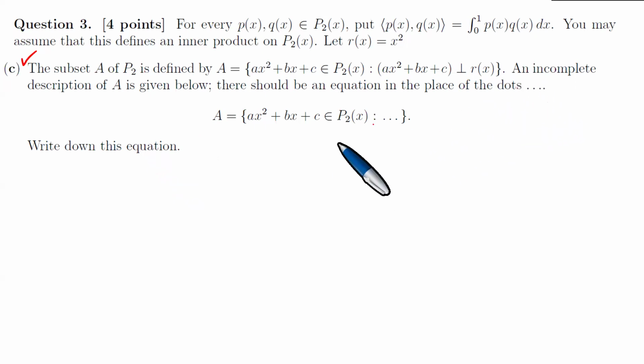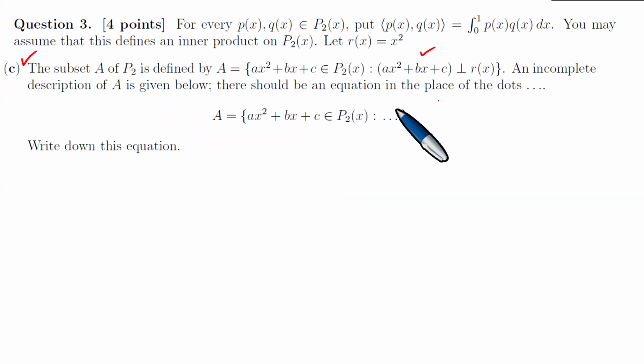Okay, there are dots here. So there should be an equation in the place of the dots, so that you have A, the polynomial ax squared plus bx plus c, an element of P2 of x, such that what? Write down this equation. This equation is going to arise from the fact that this is perpendicular to that.